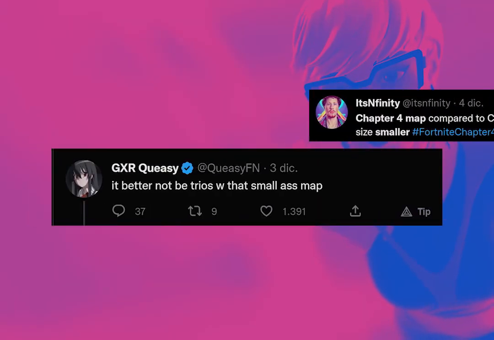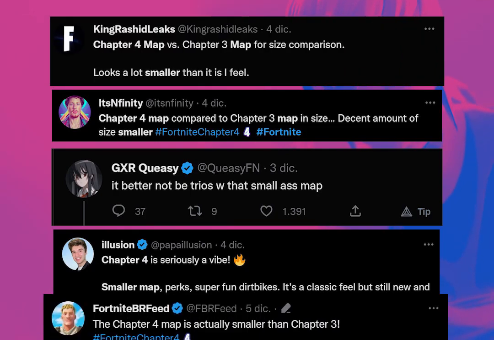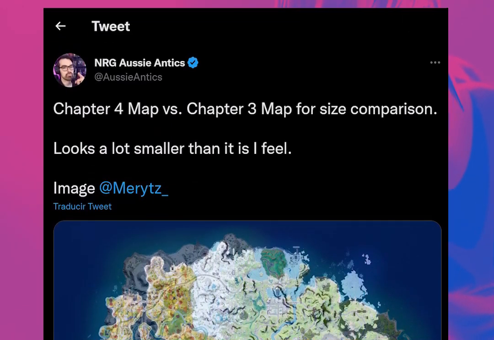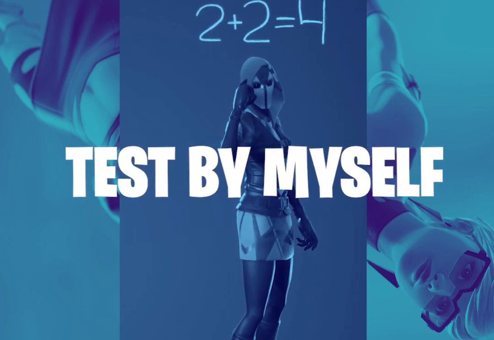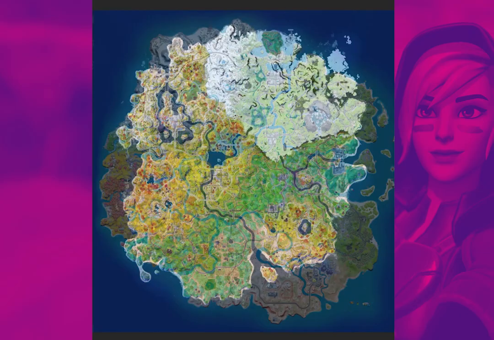Recently I saw a lot of tweets saying that the Fortnite Chapter 4 island is smaller than Chapter 3's. I didn't believe it, so I had to do some tests on my own, and I saw that they miscalculated the size. First we need to understand why what they did isn't correct.